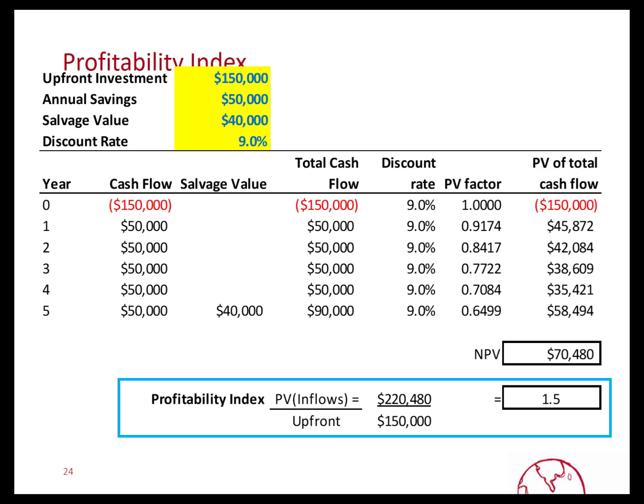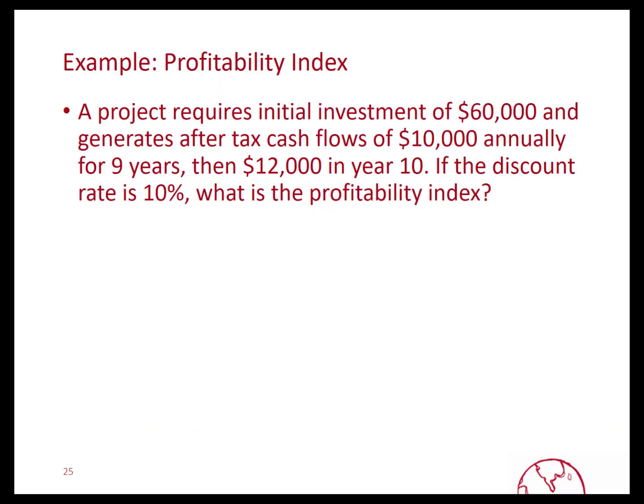How do we calculate the profitability index? Well, we would actually sum the present value of the cash flows from years 1 to 5, which is going to be worth $220,480 in today's dollars. And we take that as a ratio of the upfront cost of $150,000, and we can see that we're making 1.5 times our money. For every dollar invested, you're actually making an extra 50 cents, and so the profitability index tells you this is a positive NPV project. So let's look at another example, slightly more complicated.